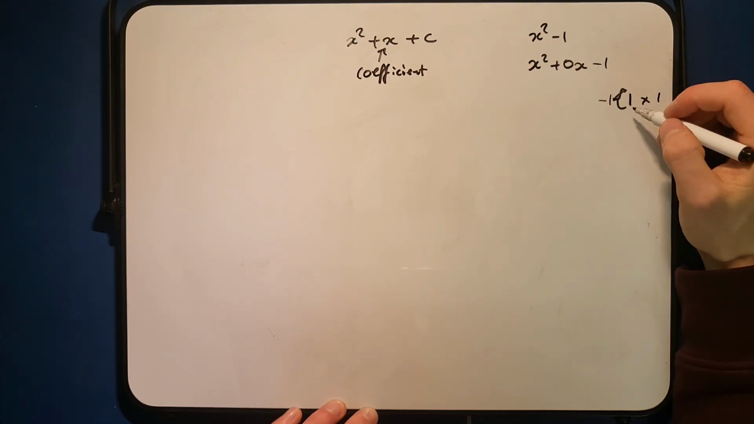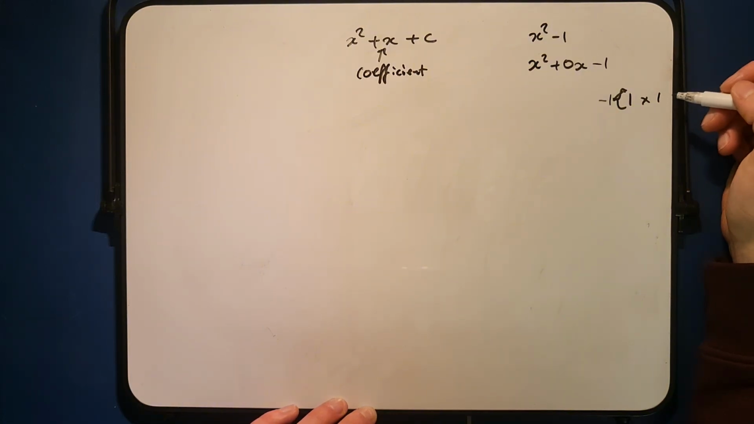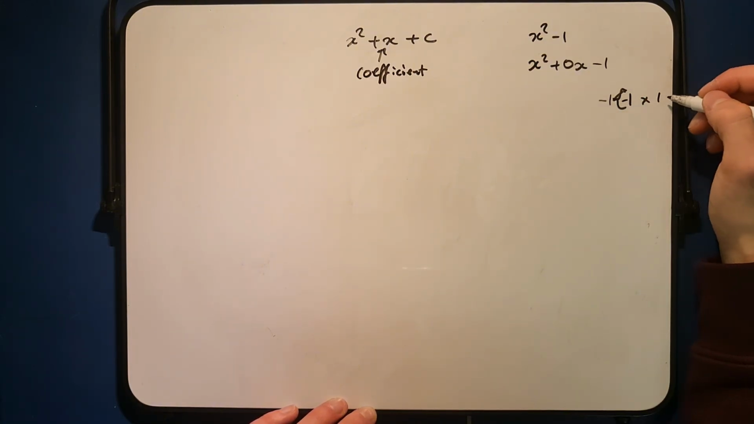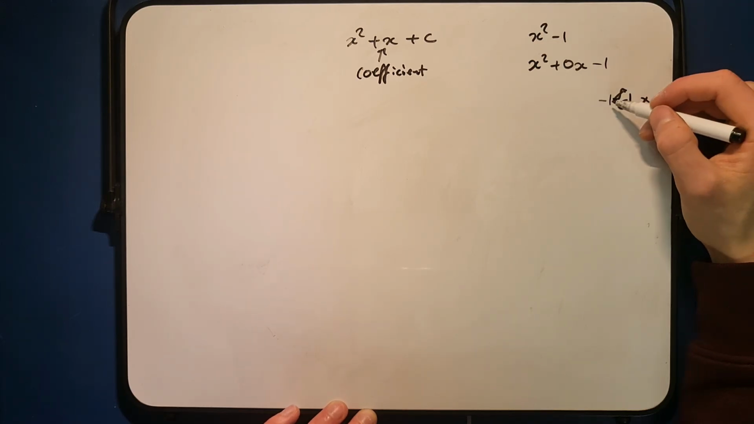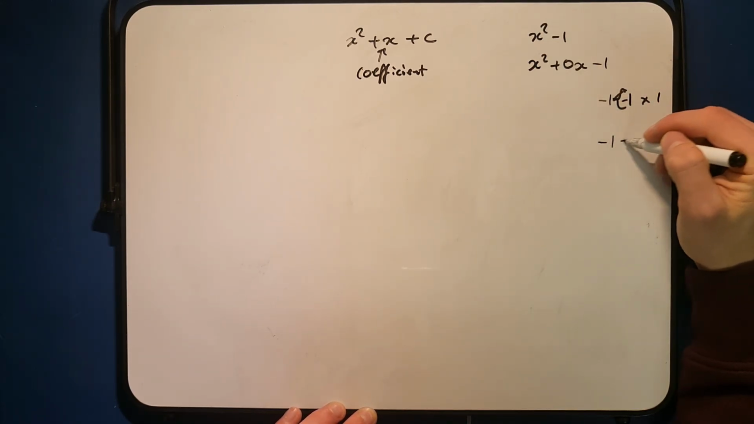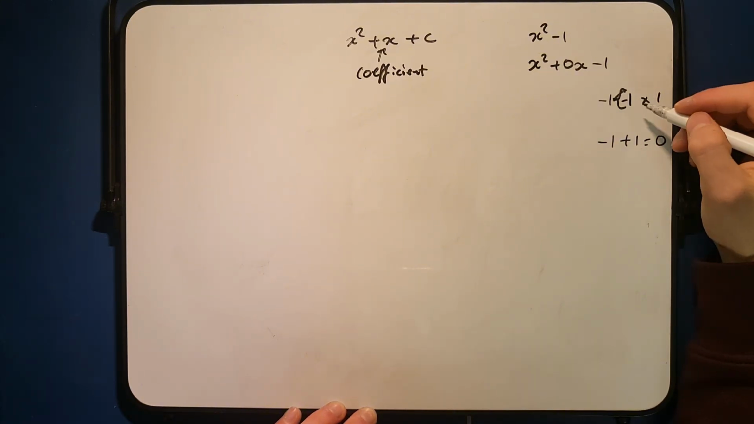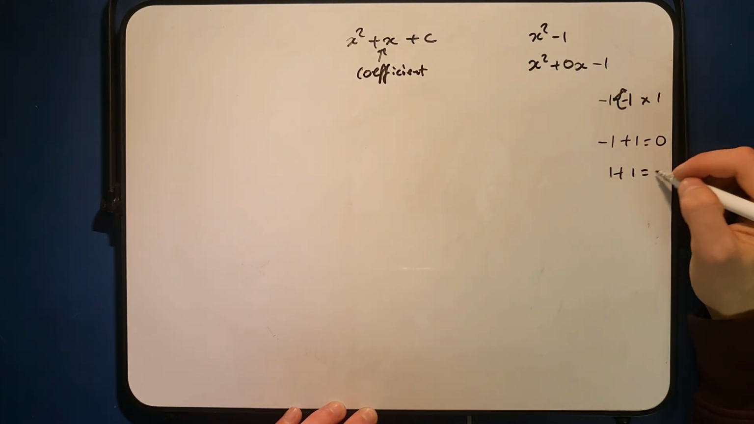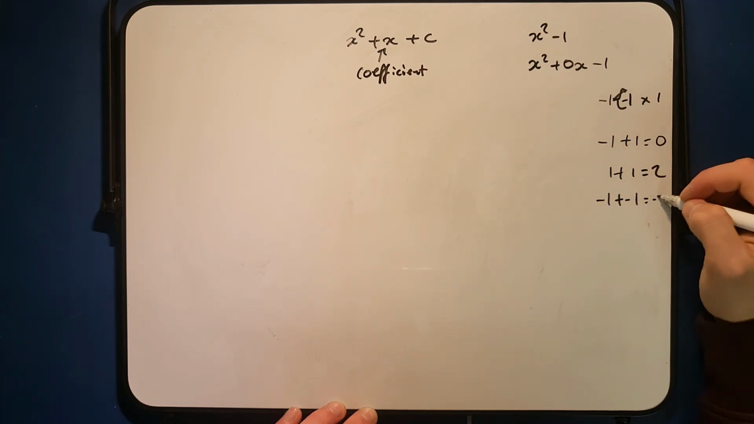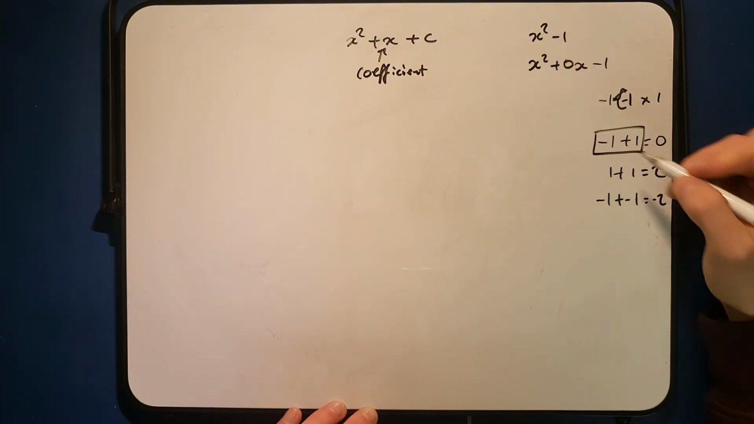But remember, a negative 1 times negative 1 will give us 1, and 1 times 1 is positive 1. So one has to be negative and the other one has to be positive for this to equal negative 1. And if we add minus 1 plus 1, that will give us 0, okay? Because if this was 1 plus 1, that would give us 2, and negative 1 plus negative 1 is equal to negative 2. So negative 1 and 1 are our factors.